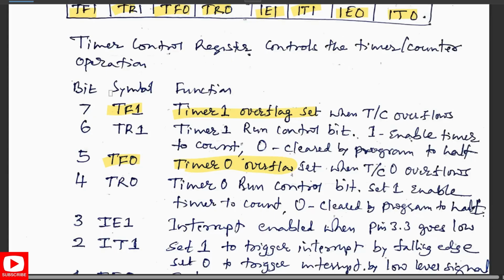Next is TR1. TR1 is the timer 1 run control bit. It will be 1 when it enables the timer to count. It will be 0 when it is cleared by the program to halt. Next comes TR0. This is the timer 0 run control bit. It is set to 1 when it enables the timer to count, and it is set to 0 when it is cleared by the program to halt. So this was about the first part.